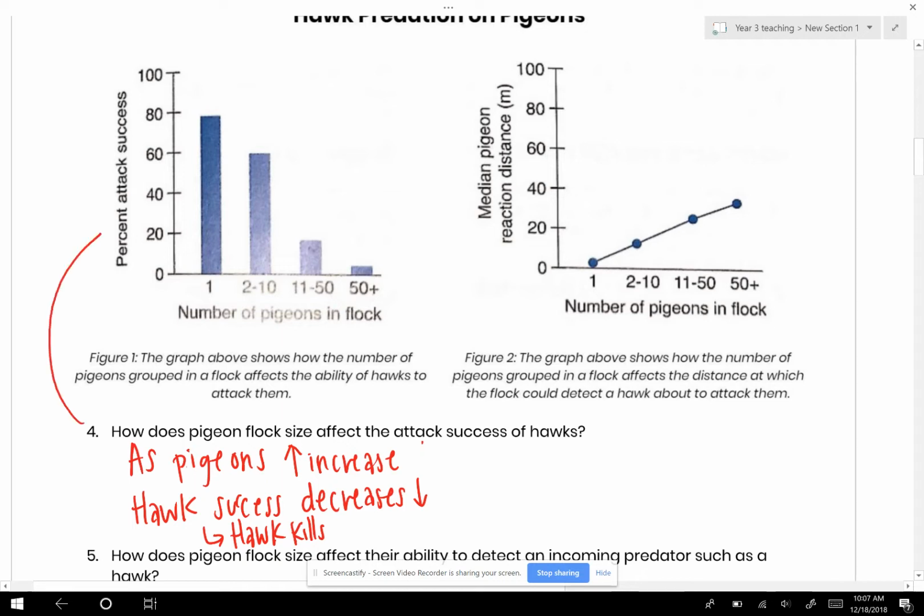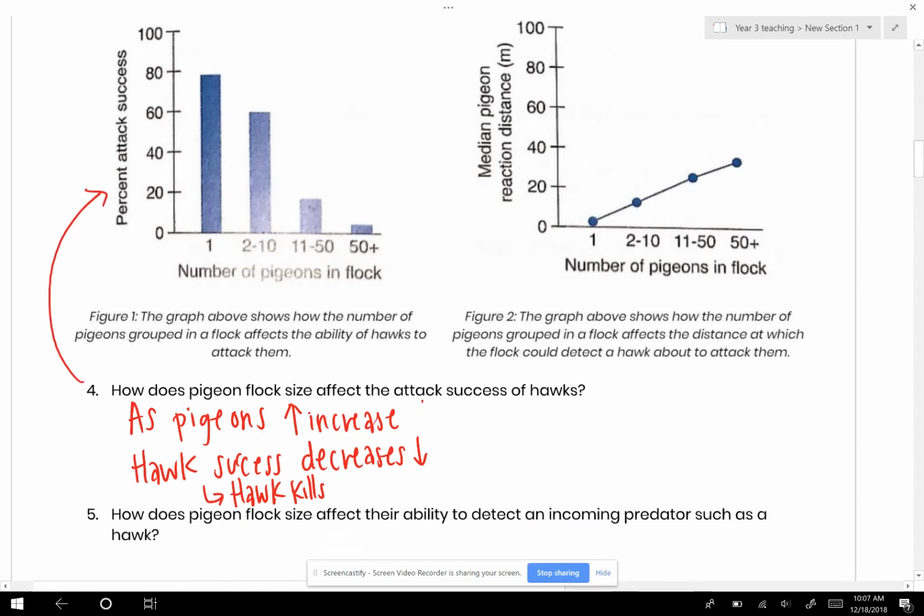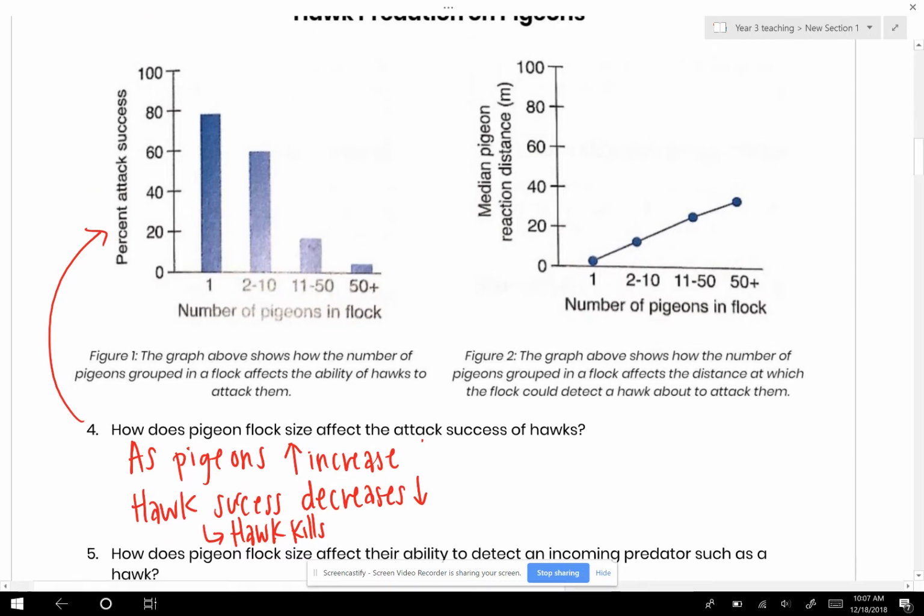Number 4 is about this graph right here. Moving on, it says in figure 2, the graph above shows how the number of pigeons grouped in a flock affects the distance at which the flock could detect a hawk that is about to attack them. When there's only one pigeon, the pigeon does not have much distance to react to the hawk. In other words, the pigeon does not see the hawk coming. But as you go up in number, since there are more eyes looking for the hawk, the pigeons have more time to react.